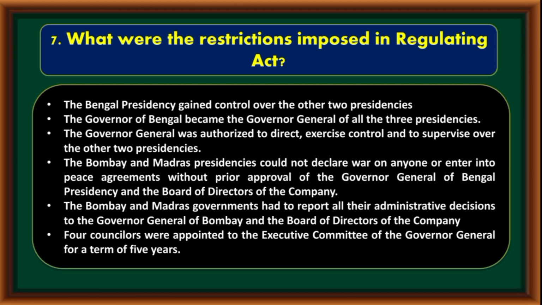The Bombay and Madras governments had to report all their administrative decisions to the Governor General of Bengal and the Board of Directors of the company. 4 councillors were appointed to the Executive Committee of the Governor General for a term of 5 years.